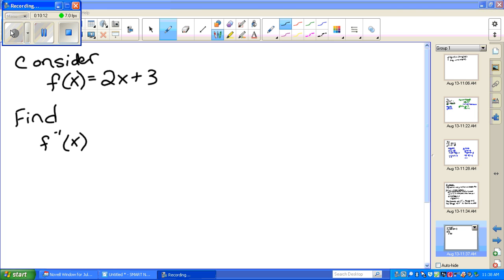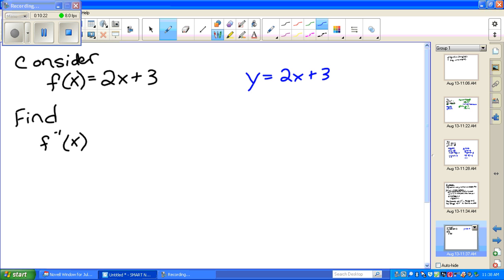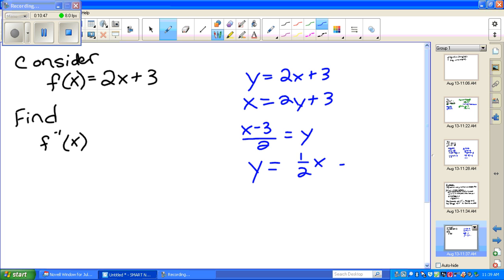So we're going to start with the linear equation f of x equals 2x plus 3, and we want to find the inverse. So to find the inverse, I'm going to rewrite it as y equals, just to make notation a little bit easier. The inverse switches your x and y. So x equals 2y plus 3. Solve for your y, subtract the 3, divide by 2. So therefore y equals, same thing as 1/2 x minus 3/2.